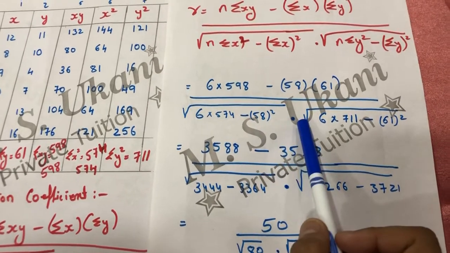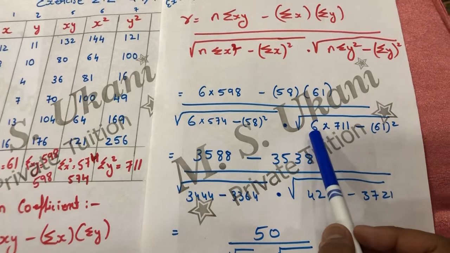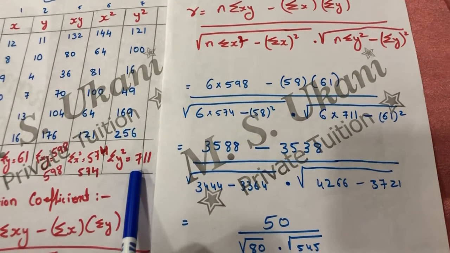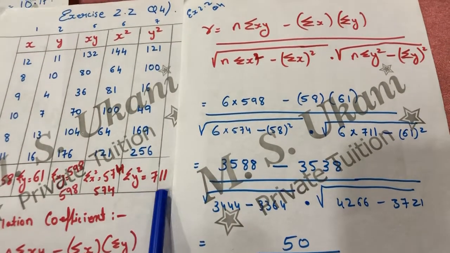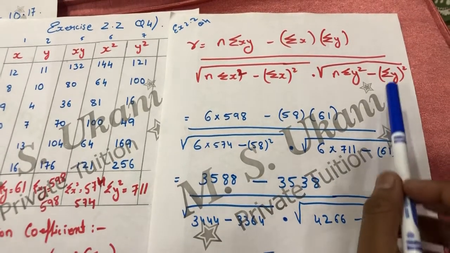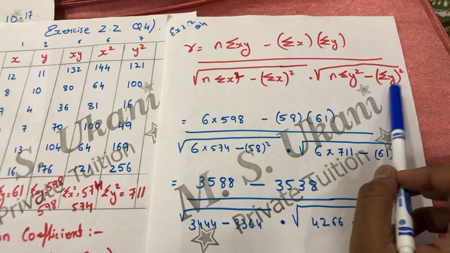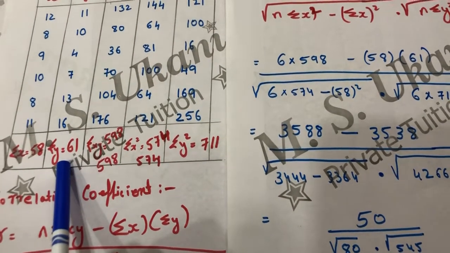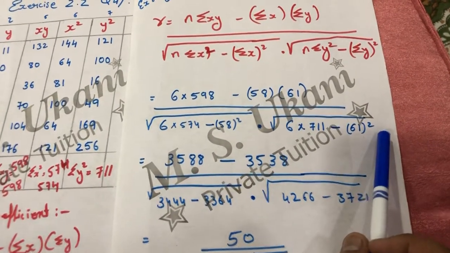Multiply in the same way we will do in this bracket, that is n is 6. Summation y square is our step column number 7. See here, summation y square is 711 minus summation y whole square. So we have to take only summation y. See here, summation y is 61. Okay, so here we will write 61 and whole square.